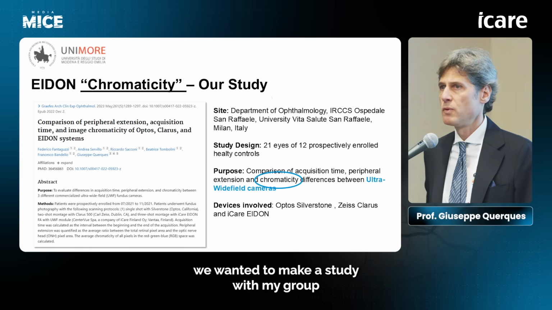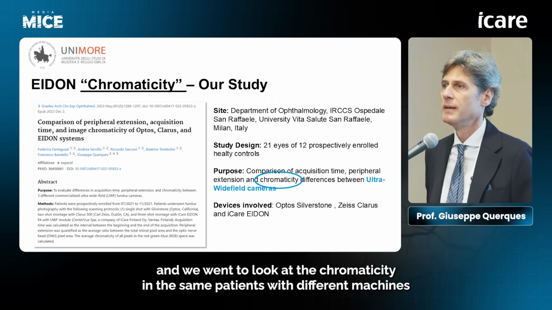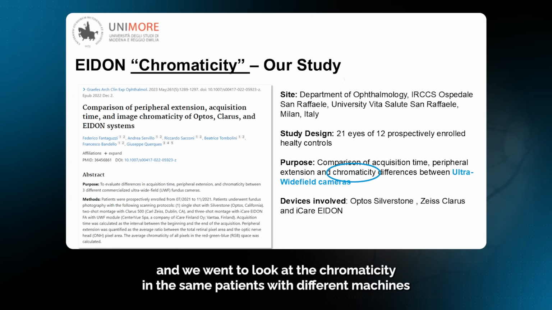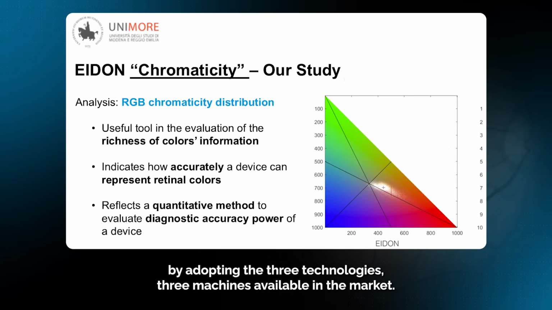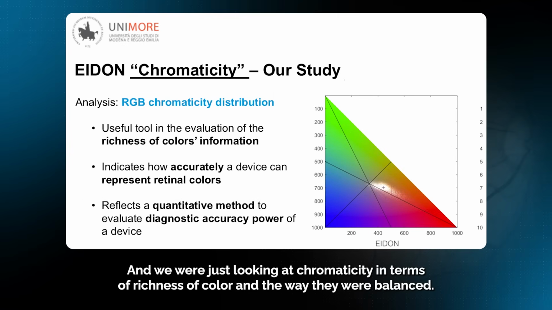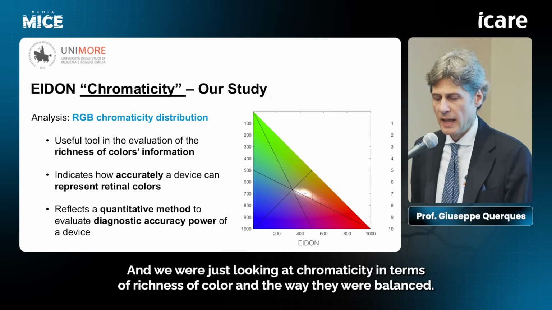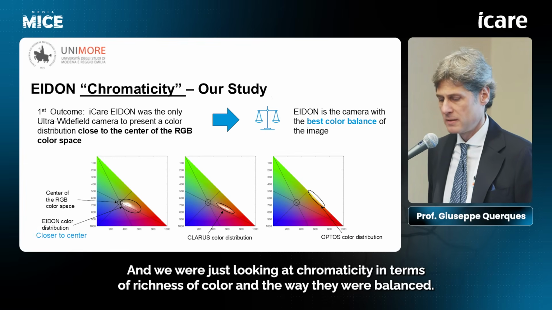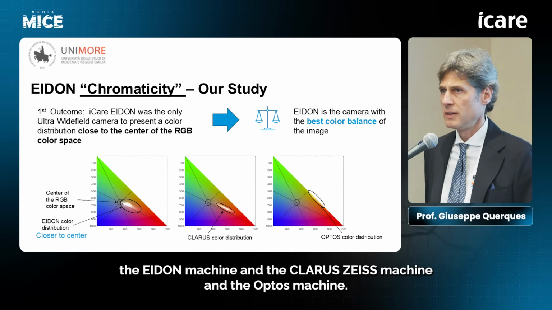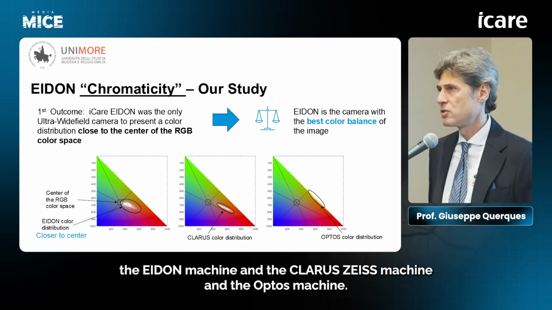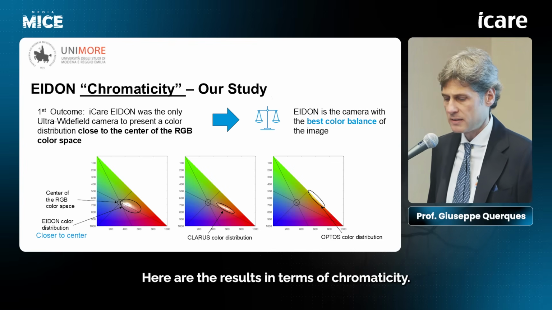So starting from this, we wanted to make a study with my group, and we looked at the chromaticity in the same patients with different machines by adopting the three machines available in the market, and we were just looking at chromaticity in terms of richness of color and the way they were balanced. So the three machines that we were comparing were, of course, the EIDON machine, the Clarus Zeiss machine and the Optos machine. Here are the results in terms of chromaticity.